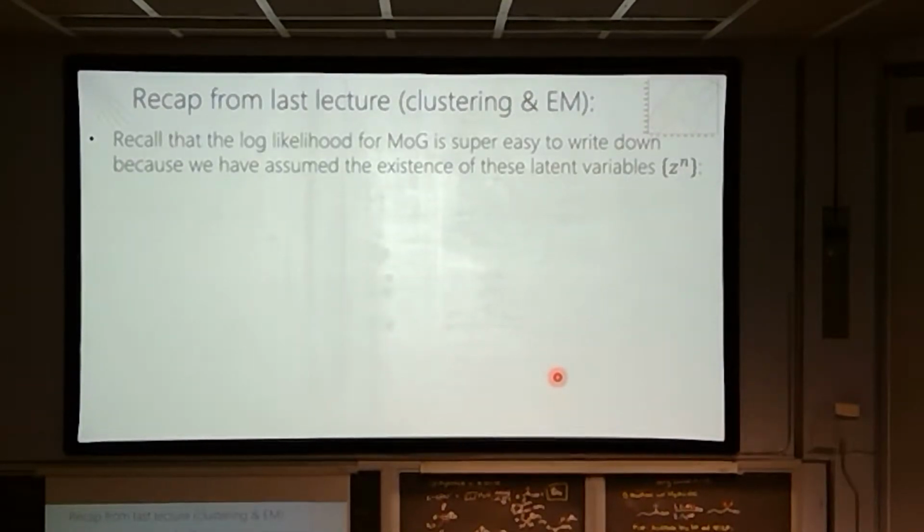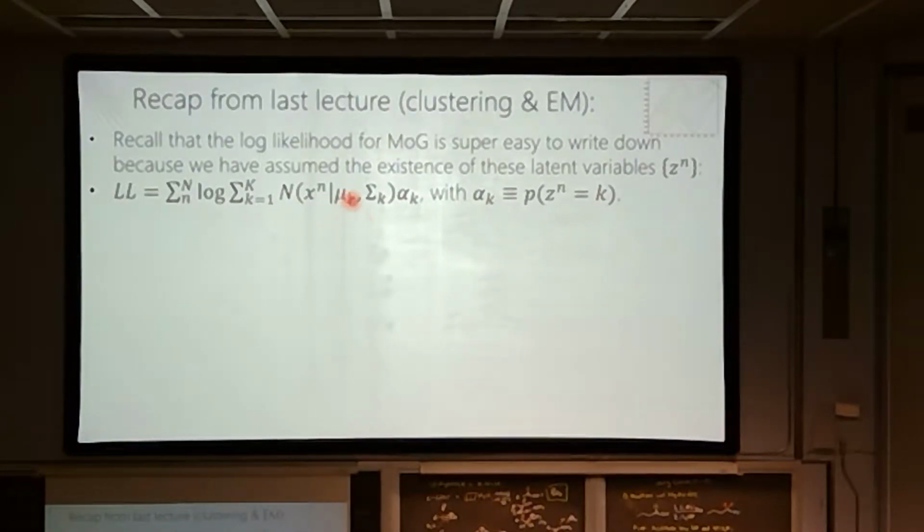So, okay, remember that the log likelihood is really easy to write down if we assume the existence of these latent variables. This is one of the reasons we introduced them, right? We basically just have to marginalize it out because we don't know its value. So we sum out its value. And when we do that, it looks like this, where this alpha is a parameter that represents the prior probability that any particular point belongs to cluster K. And then we're basically saying how much does it belong to each one, weighted by its probability.